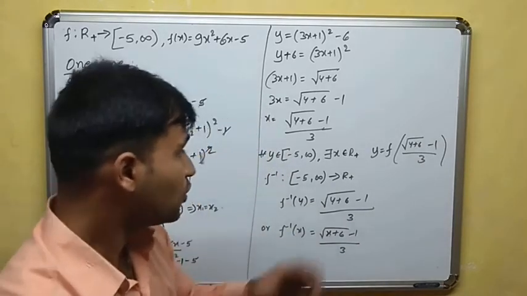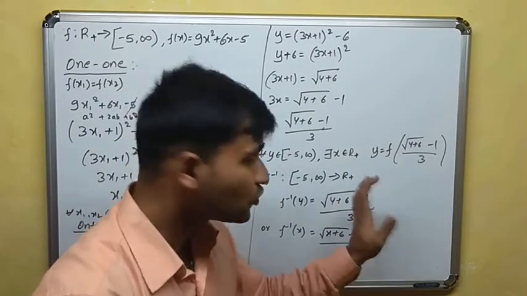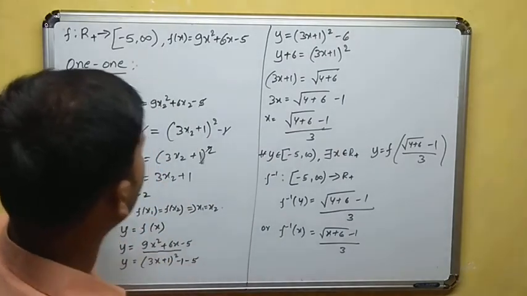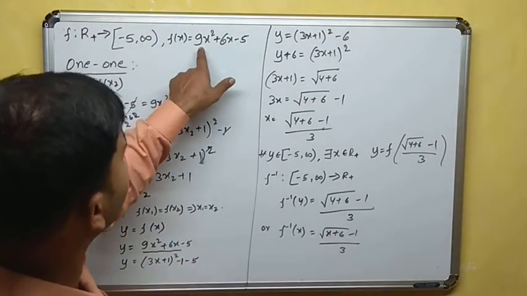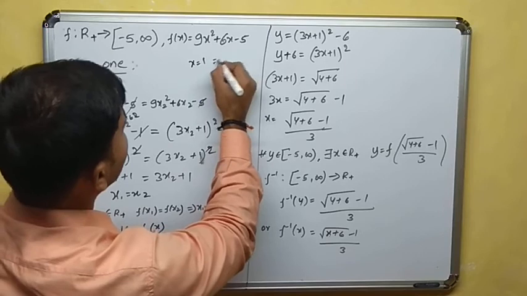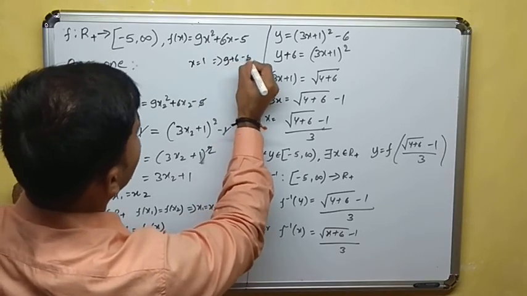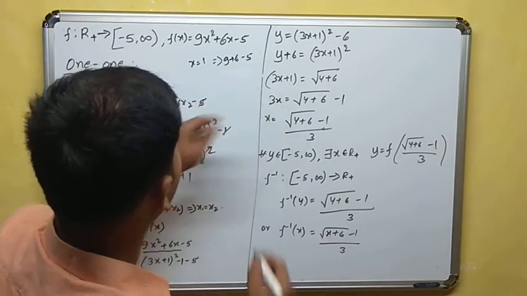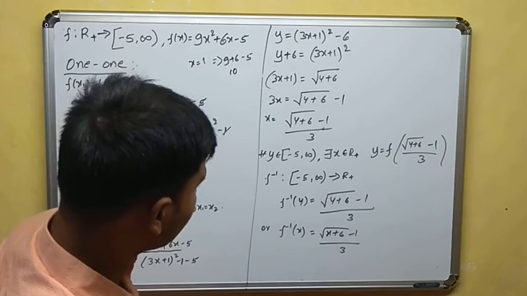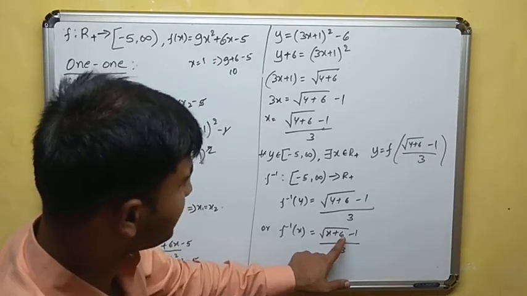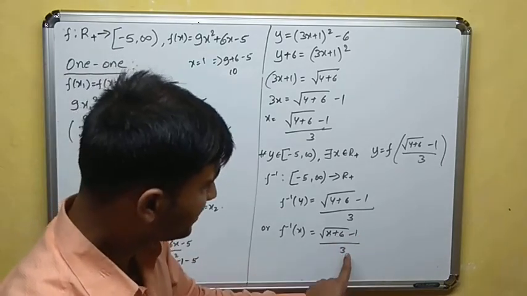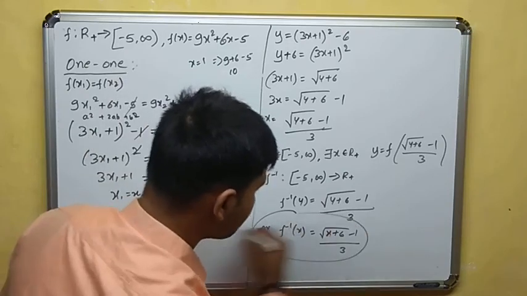Meanwhile, don't take this square root over this minus 1. Many of you consider this square root for minus 1 also. Now I will take a simple value. Suppose I put x equal to 1, then it is 9 + 6 − 5. So 15 minus 5, 10. Put x equal to 10 here. 10 plus 6 is 16. So the square root of 16 is 4. 4 minus 1 is 3. 3 by 3 is 1. Therefore this answer is correct.